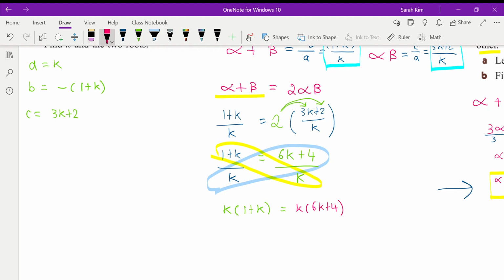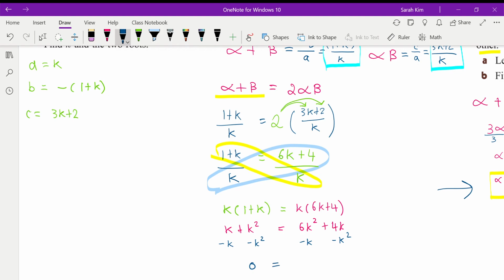Right, lovely. So now I expand. So K plus K squared, 6K squared plus 4K. And then what do I need to do? I need to make them all on one side. Okay, so which sides do you reckon I should put it on? I would say put it on the right side because right has a bigger 6K squared. So I'm going to go minus K squared. Make sure you do it to both sides. So you get 0 equals 6K squared take K squared.